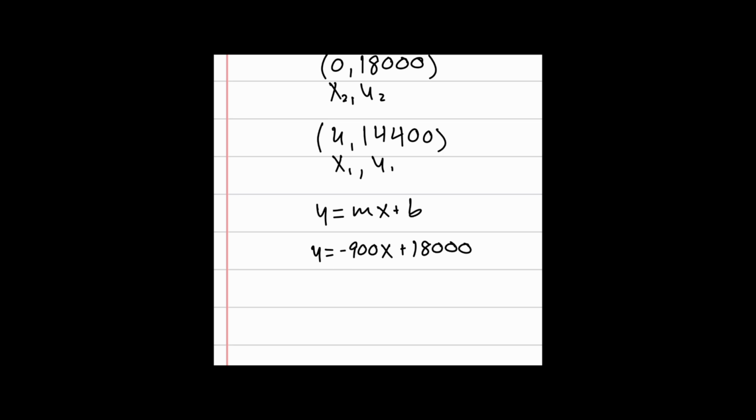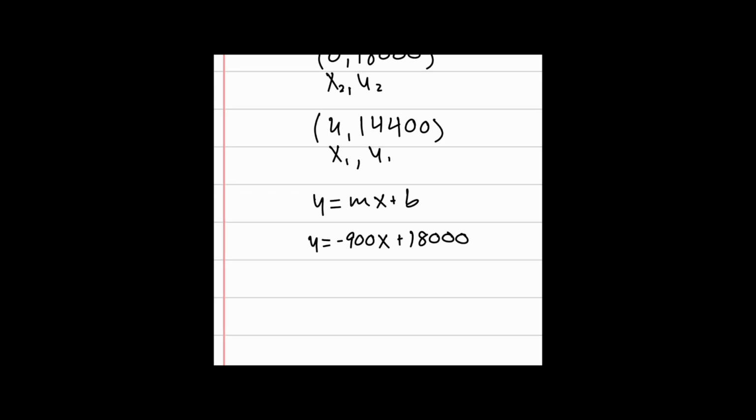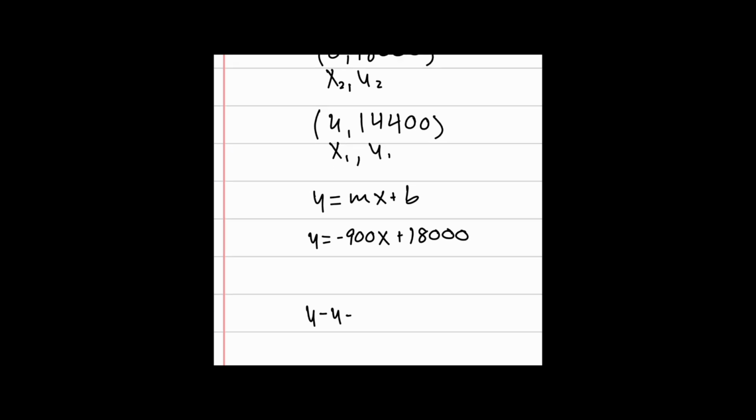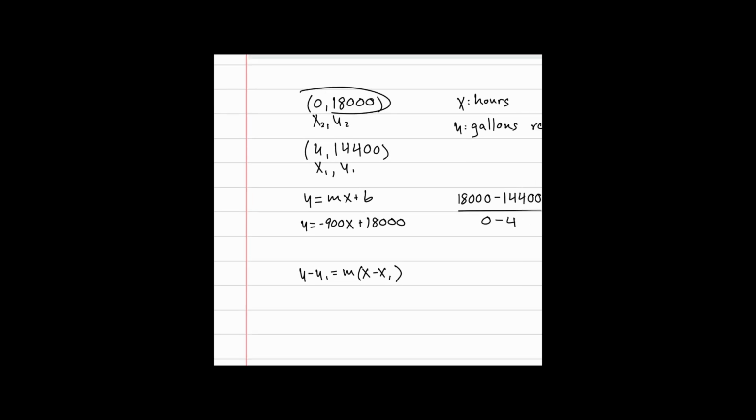And I could also write this in point-slope form if I wanted. All I would need to do is, actually, you know what, I'll do that real quick. y minus y1 equals m times x minus x1. You really have to decide which type of equation is easier to write. All of them will work the same, but a lot of times slope-intercept form is easier to write. But let's say I could use either 0, 18,000 or 4, 14,400 for my point. I'll go with this. Why not?